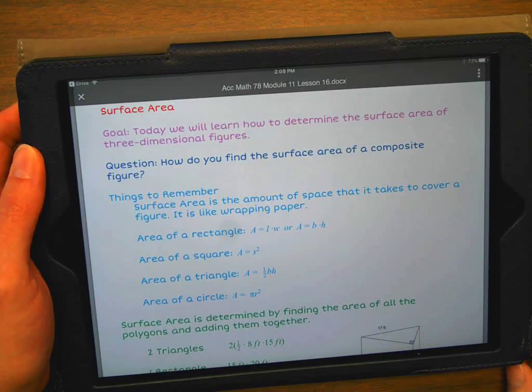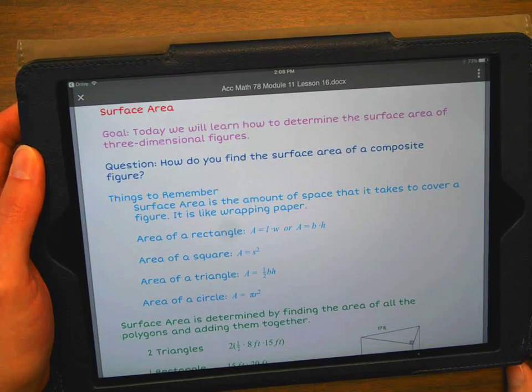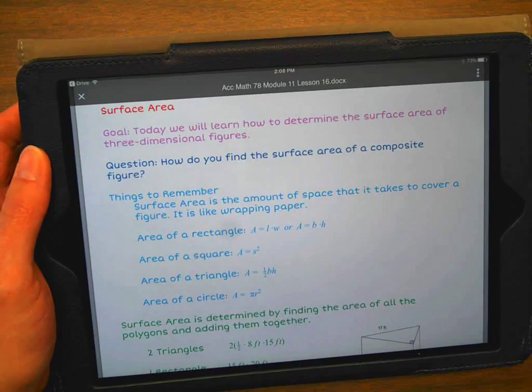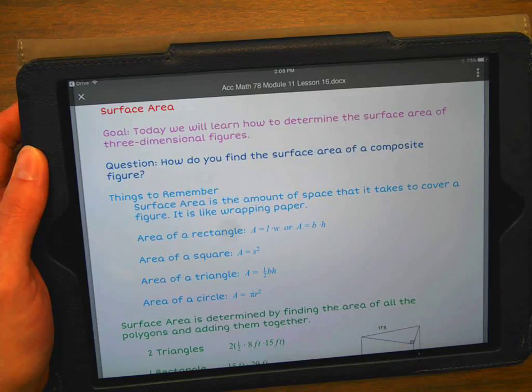The question that I want you to be thinking about is, how do you find the surface area of a composite figure? Okay, so remembering that a composite figure is when you have multiple shapes put together to create a new shape. Today, our job is to turn that flat shape, if it was flat, into three-dimensional and then figure out what the surface area is. So what is the area around the surface?